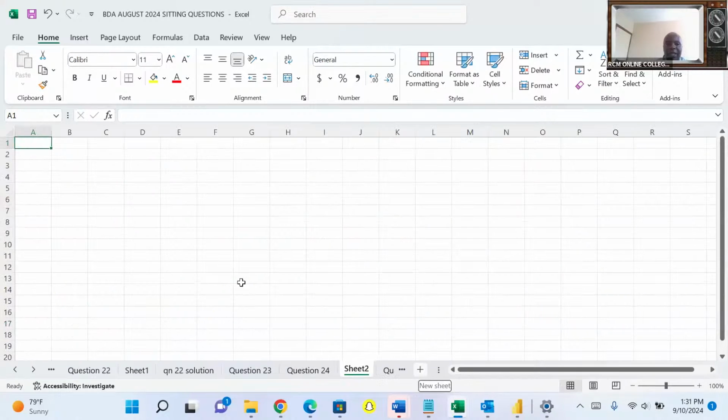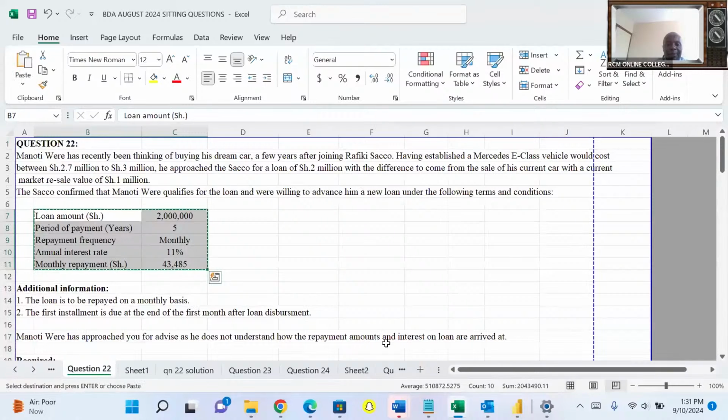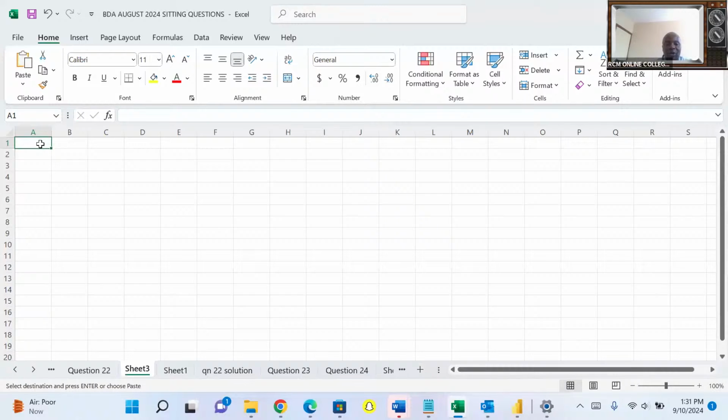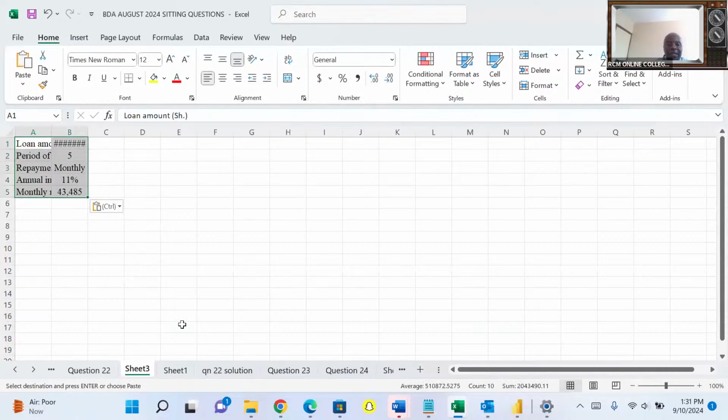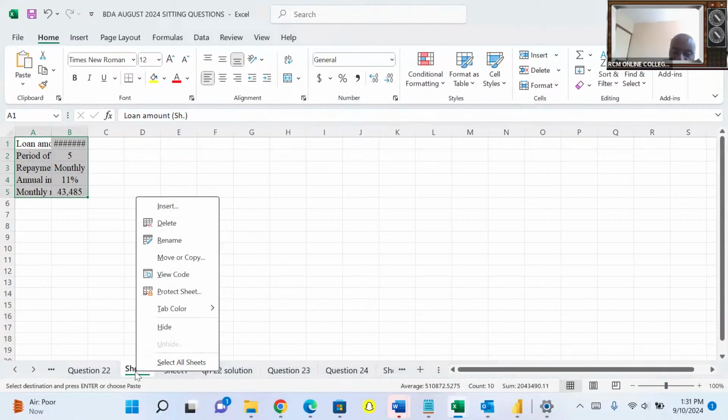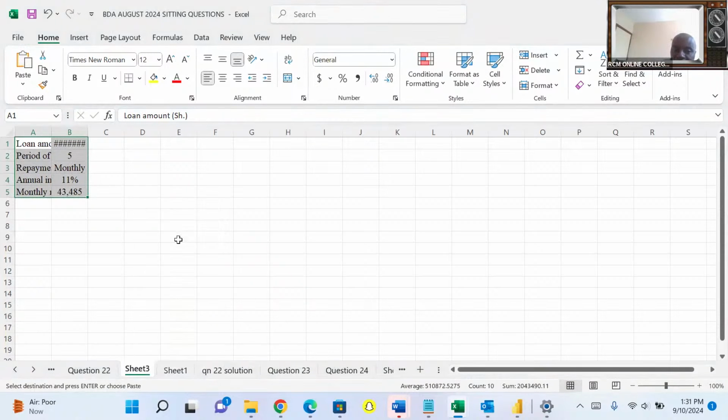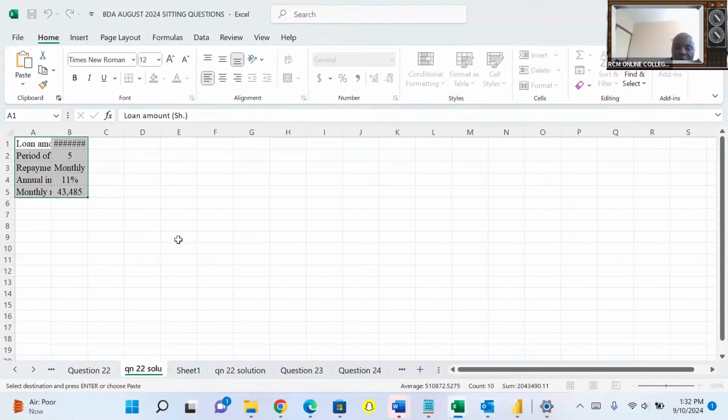Okay, no worries. So come here, first of all, Control V. Question 22 is here. So Control C, and then come here. So we have here Control V. And then this sheet here is the one that I was looking for. Right click on it, and then you say rename. And then you say question 22, solution, like that.